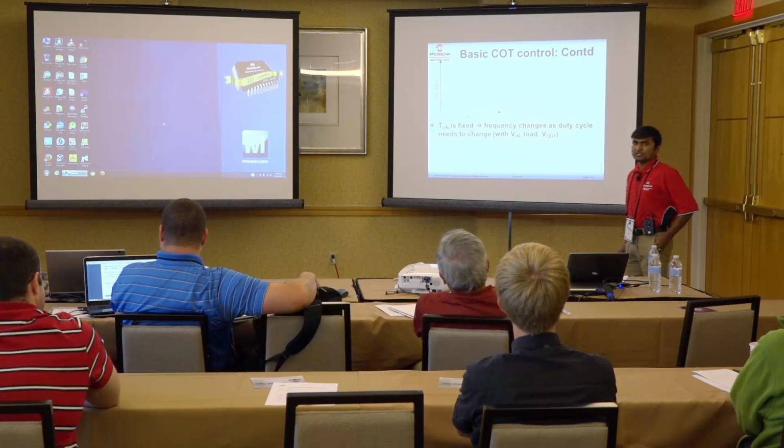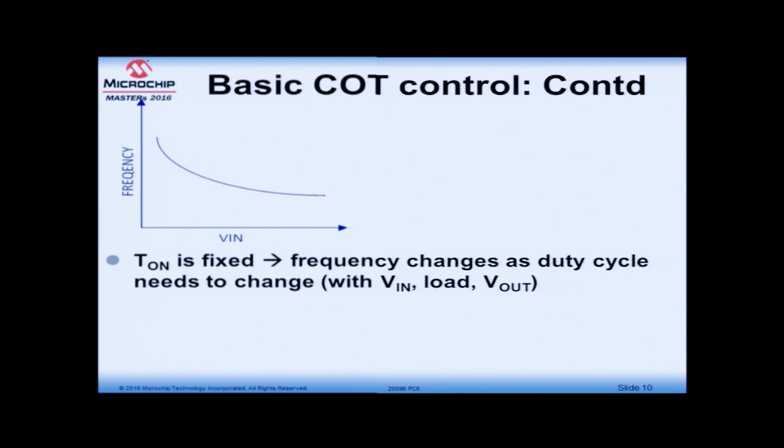There are a few disadvantages with the basic COT control because the on time is fixed. The frequency varies with input and output. As the T-on is fixed, the frequency changes as the duty cycle needs to change. So, there is more variation of the frequency with input voltage, V out and load. As you can see in the graph, as the V in is increasing and the on time is constant, the frequency starts to drop, and this drop is more than 50 to 70%. That is unacceptable for some applications.